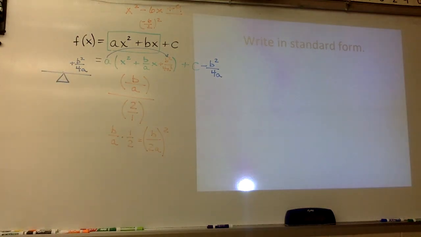I know there's somebody sitting there saying, well, wait a second, you wrote 4a squared. Why do you only have a 4a on the outside? Anybody explain why I just have a 4a on the outside, not 4a squared, to balance it?